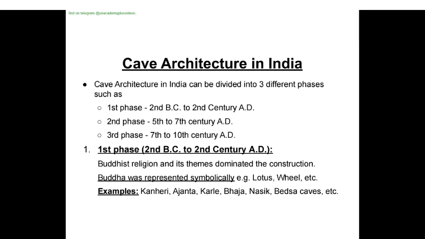Cave architecture in India can be divided into three different phases: the first phase from 2nd century BC to 2nd century AD, the second phase from 5th to 7th century AD, and the third phase from 7th to 10th century AD. First phase, 2nd century BC to 2nd century AD. Buddhist religion and its themes dominated the construction. Buddha was represented symbolically, for example by a lotus, wheel, etc. Examples of such first phase symbolic representation of Buddha in cave architecture are the Kanheri, Ajanta, Karle, Bhaja, Nasik, and Betsa caves, etc.